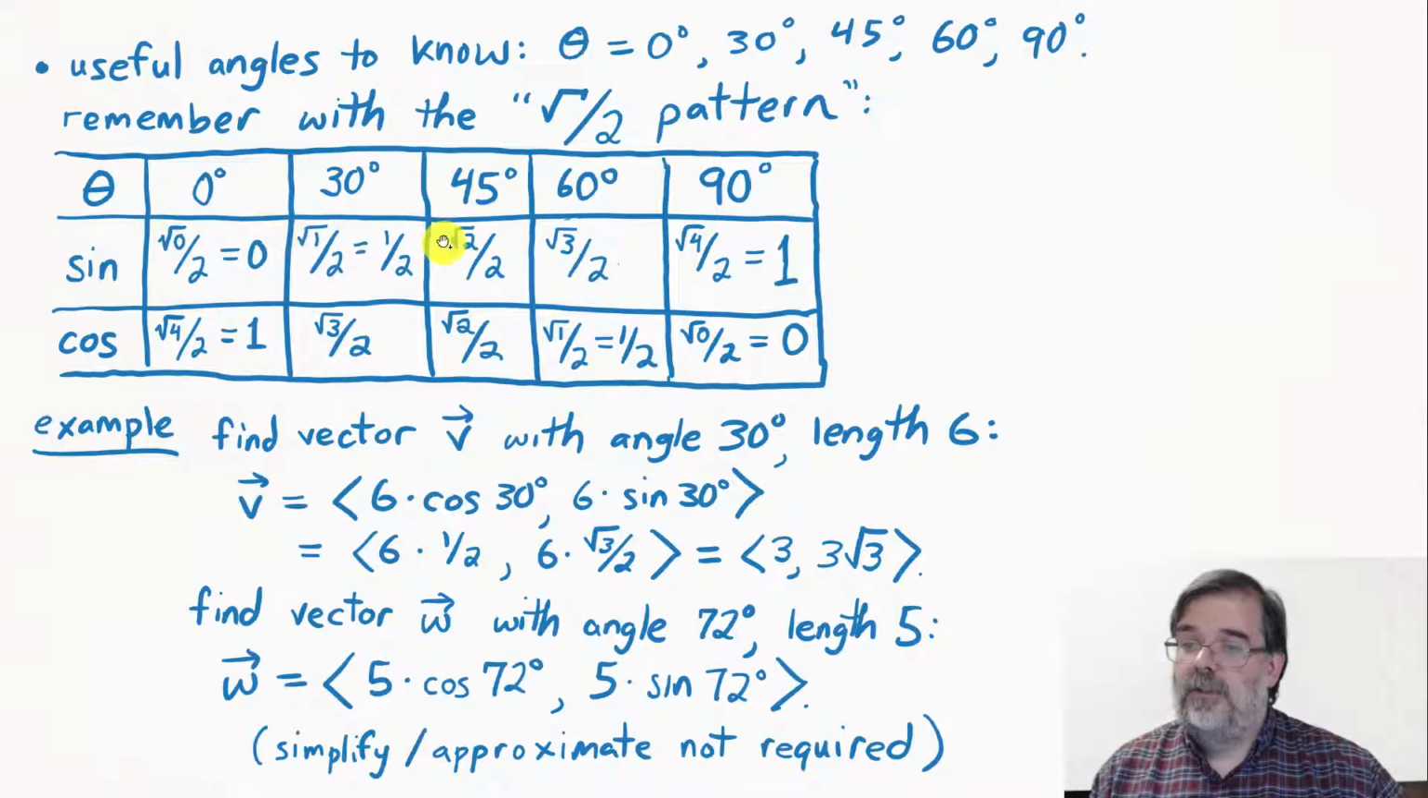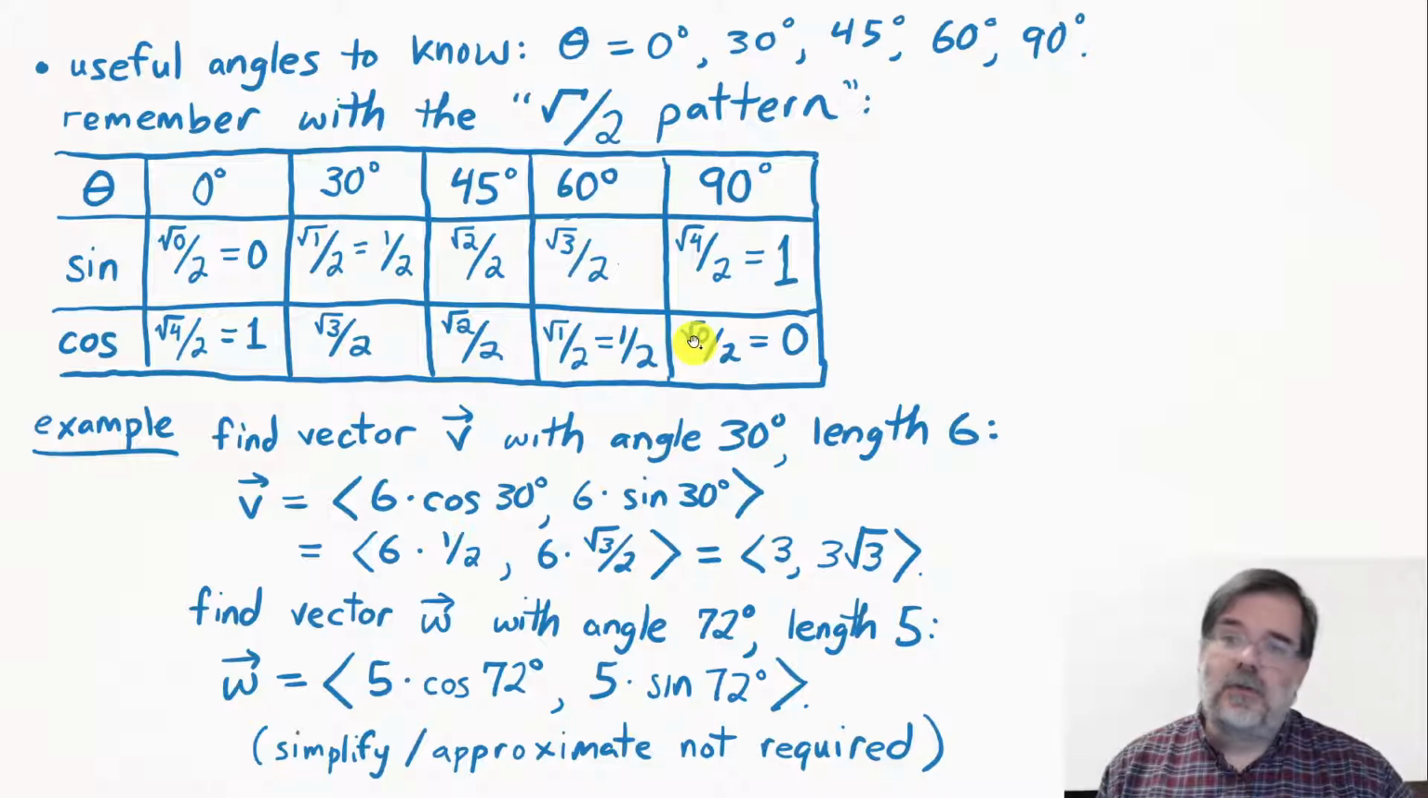So, the square roots of the numbers are square root of 0, square root 1, square root 2, square root 3, square root 4. In other words, the numbers go up: 0, 1, 2, 3, 4 in the sine. For the cosine, it goes in the opposite direction. The numbers under the square root from left to right are 4, 3, 2, 1, 0.